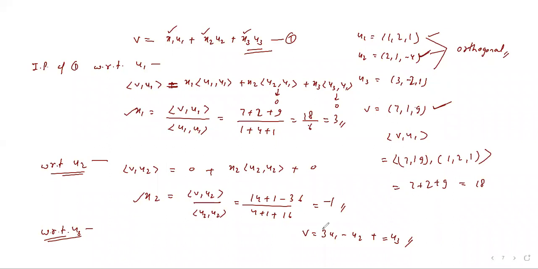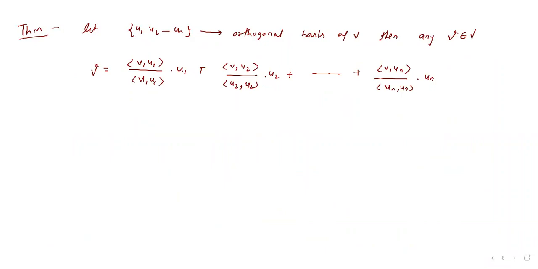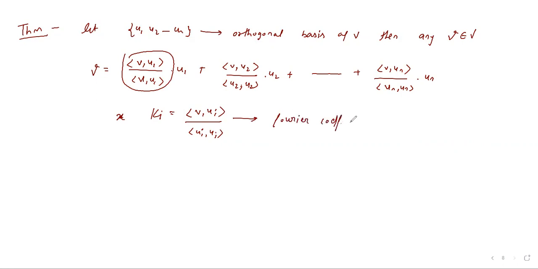Now you can see what my x value is. We got our x1 value as v comma u1 upon u1 comma u1 inner product. Similarly we got our x2 value, which is v comma u2 upon u2 comma u2. So by the help of this you can easily understand how we are finding the x1 and x2 values, and how we are generalizing our formula for n orthogonal basis. This is a constant term, the value of the xi's or the scalar's value. Let's name it ki, which is v comma ui upon ui comma ui. Let's generalize it. This is said to be the Fourier coefficient of v with respect to ui, for every scalar.